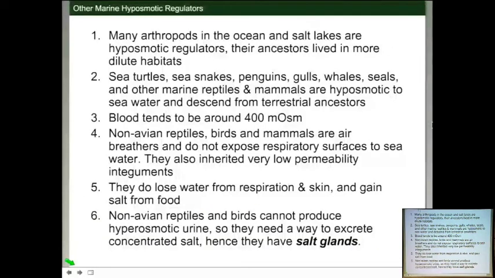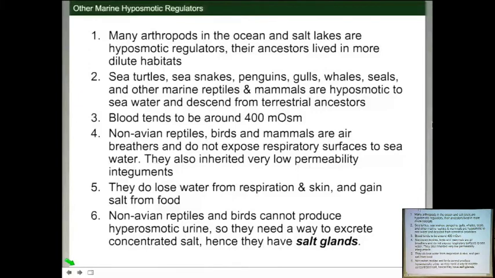Here's some other things to think about in terms of the hyposmotic regulators. Many arthropods in the ocean and salt lakes are hyposmotic regulators. I didn't mention salt lakes as an environment. The ocean has about 1,000 milliosmol osmolarity, osmotic pressure, but there are salt lakes that have an even higher salinity than the oceans do, and there are animals that live in those salt lakes, and they are, like these arthropods, hyposmotic regulators in the ocean.